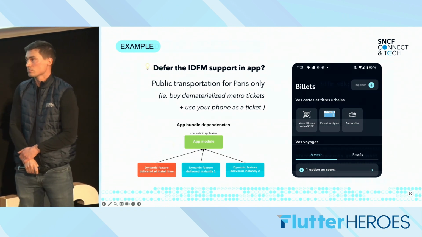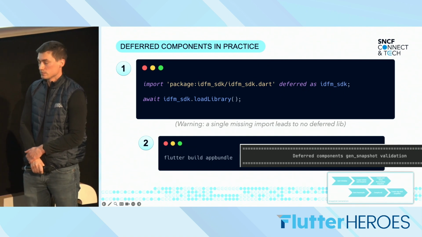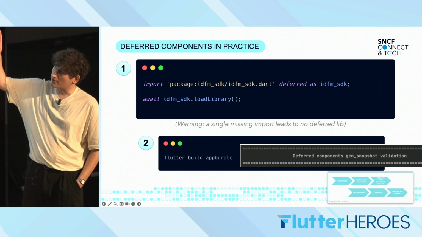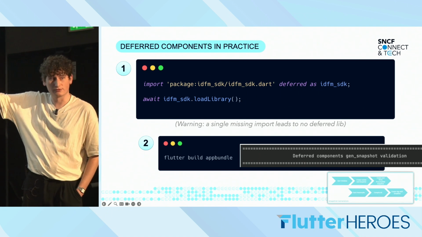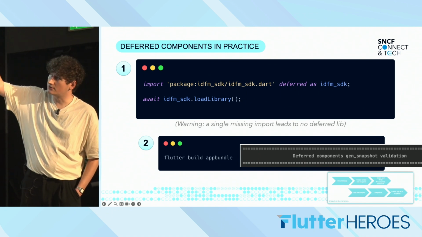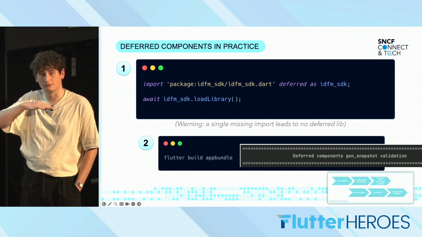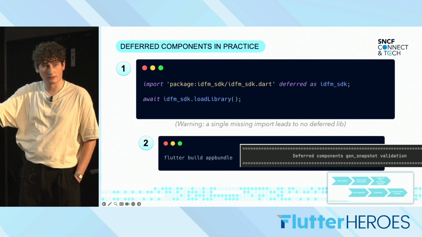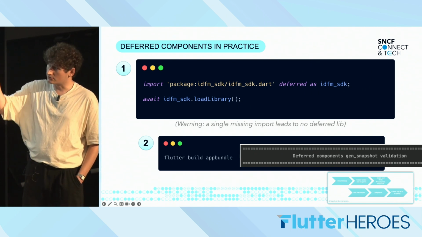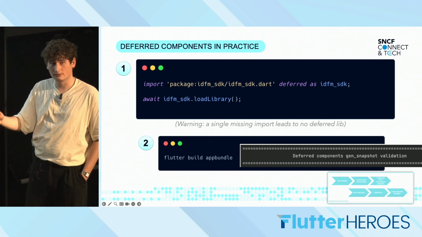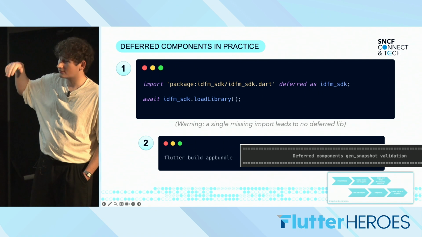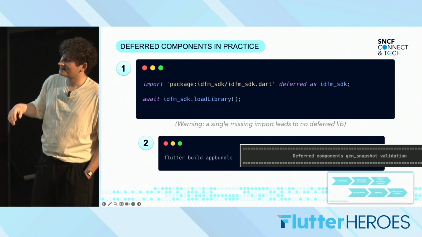How do we configure that? So first you import the package as deferred. Then whenever you need to use the SDK, you need to call loadLibrary. Warning, if you forget to call loadLibrary, it will load eagerly. Then at this point, it might fail during the build. It often fails the first time, I guess. Always fails the first time. But the compiler tells you why.